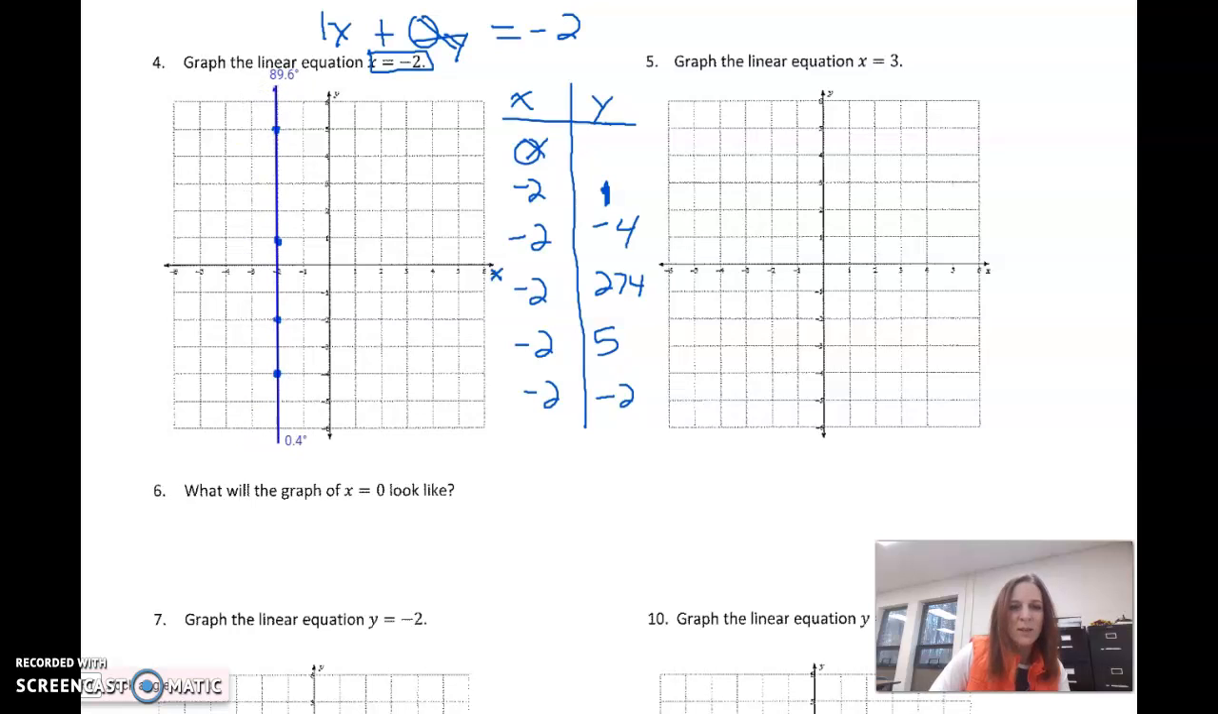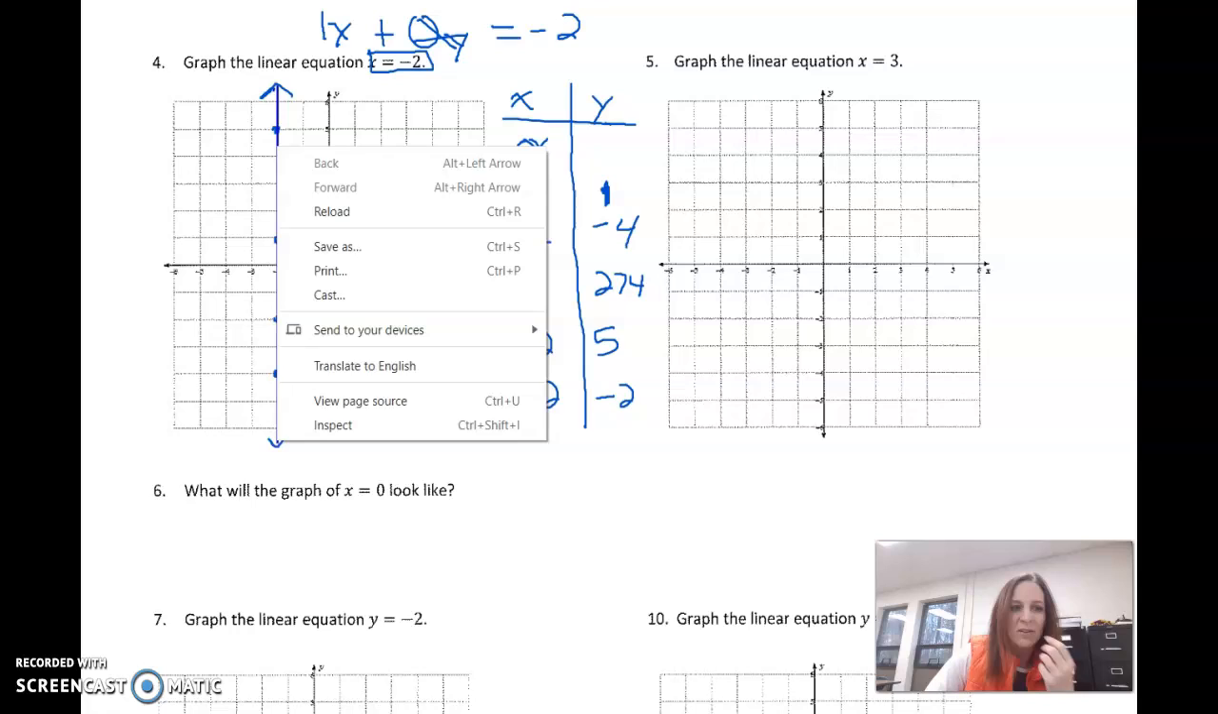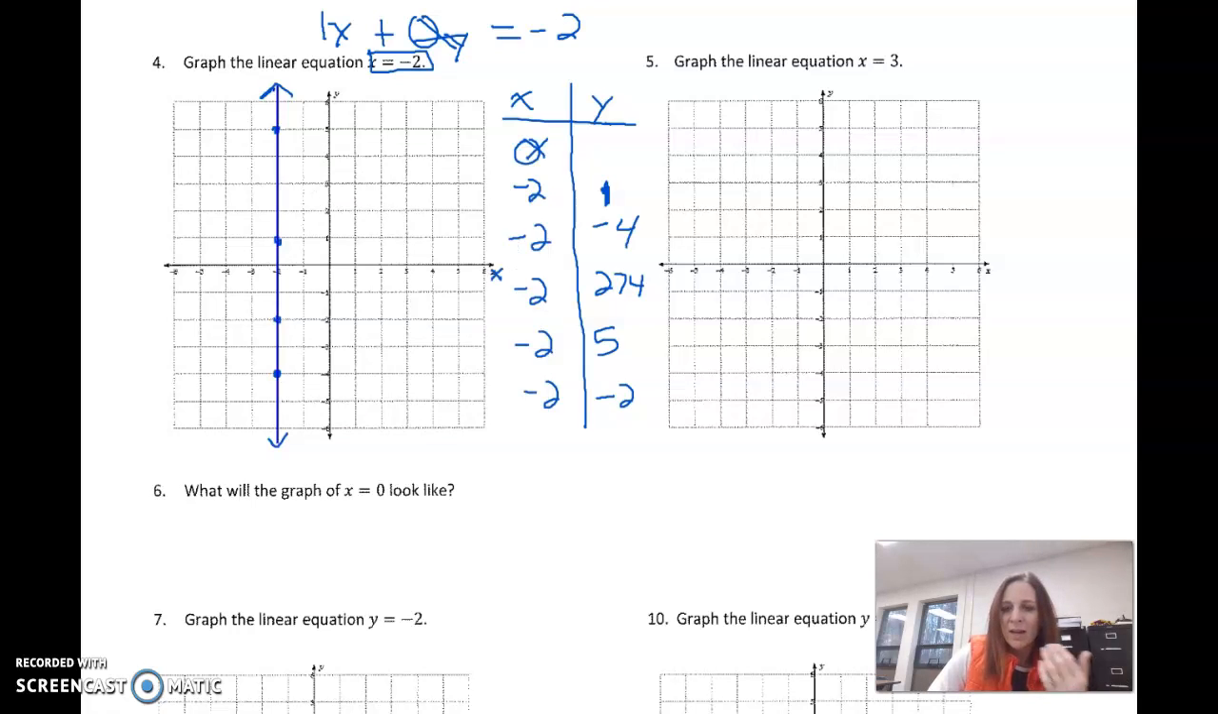This is not hard to do, but here's the confusing part. When we think x, we think of our x-axis. And what's confusing is the x-axis is horizontal. And now I'm telling you that if x equals -2, it's going to be a vertical line. So remember, the x-axis is not what we're talking about. We're talking about x values. And where x values are all the same, it's going to be a vertical line through that number.